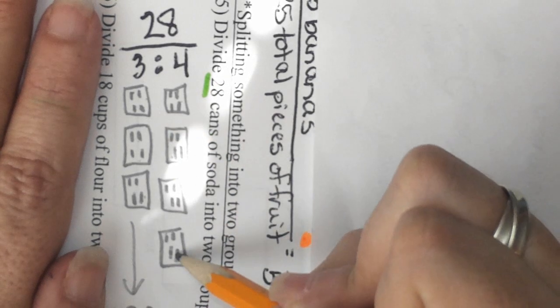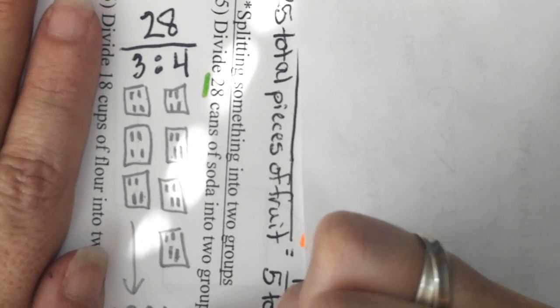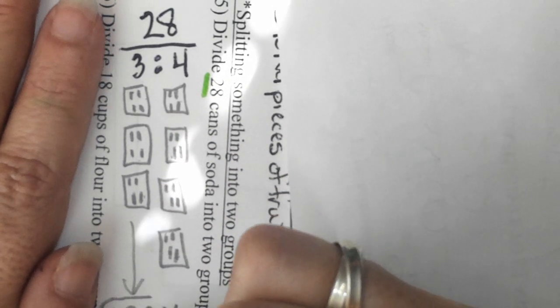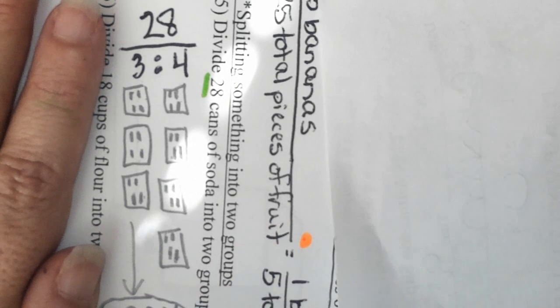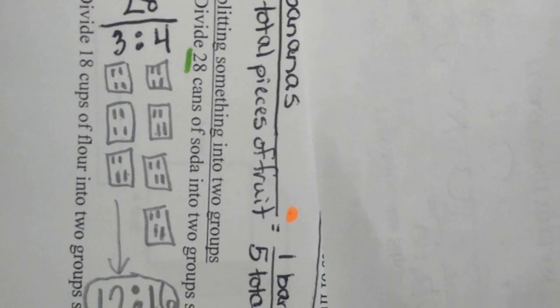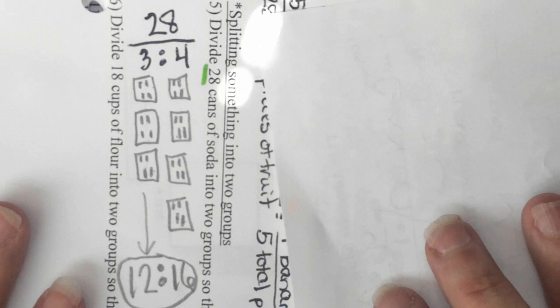And 4 times is 16. That is what they're looking for. So what they're looking for is that I should have walked to this side of the room with 12 cans. It doesn't even matter that there were 3 tables at this point, just 12 cans. And I should walk to that side of the room with 16.